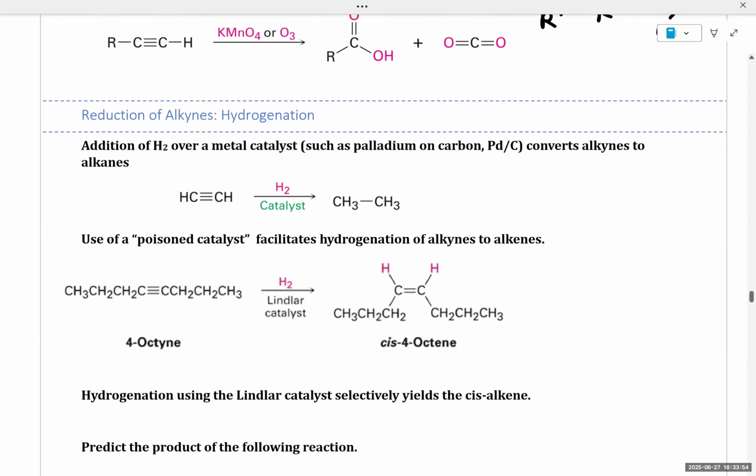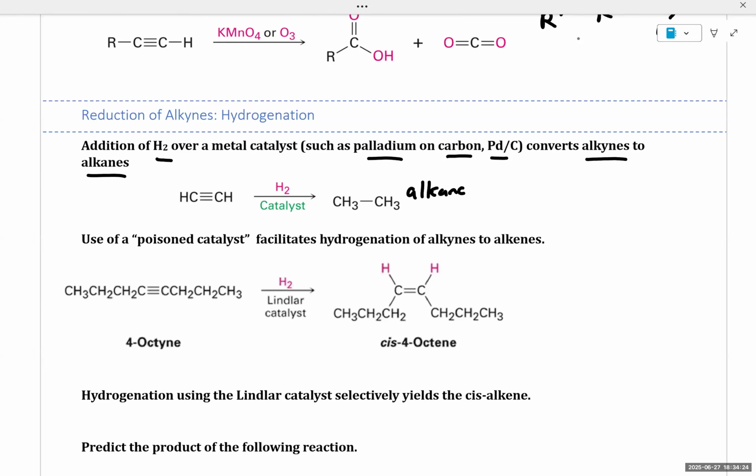Now, in terms of the reduction of alkynes, hydrogenation is one of the more standard methods. Addition of hydrogen, facilitated with a metal catalyst such as palladium on carbon, converts alkynes to alkanes. So if you don't pacify or poison your catalyst, you'll reduce the alkyne all the way down to the alkane.